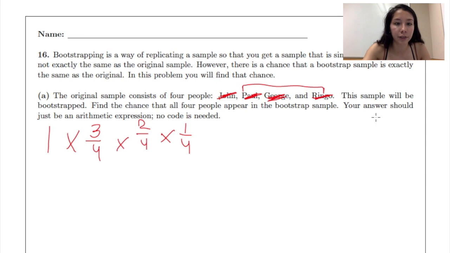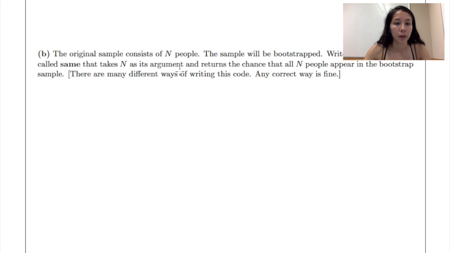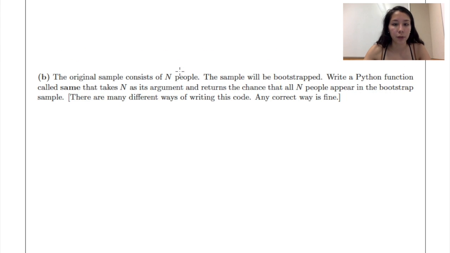So the original sample consists of n people. So in the example above, n would be equal to 4. So the sample would be bootstrapped. Write a Python function called same that takes n as its argument and returns the chance that all n people appear in the bootstrap sample. And it says there are many different ways of writing this code. Any correct way is fine.